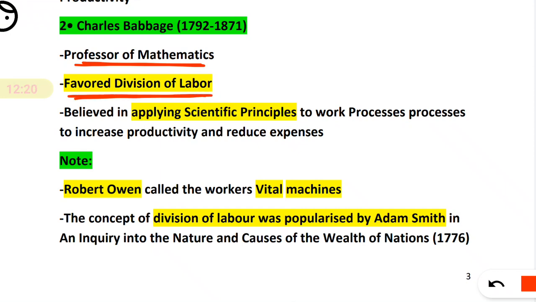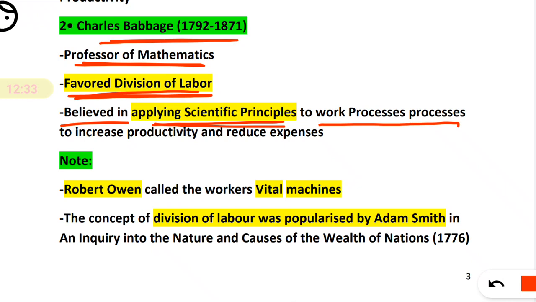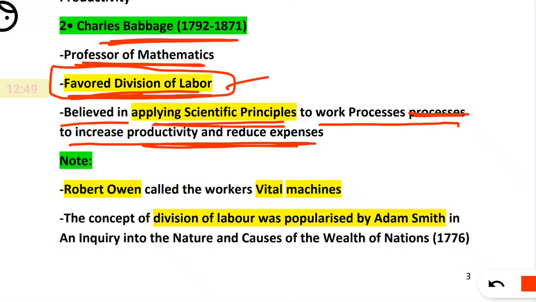So see, Charles Babbage was a mathematician, and he favored what? Division of labor. Remember, Charles Babbage favored the division of labor, and he believed in applying scientific principles to the work processes. Why? To increase productivity and to reduce expenses. According to Charles Babbage, he believed in the division of labor. So remember, he favored the division of labor.